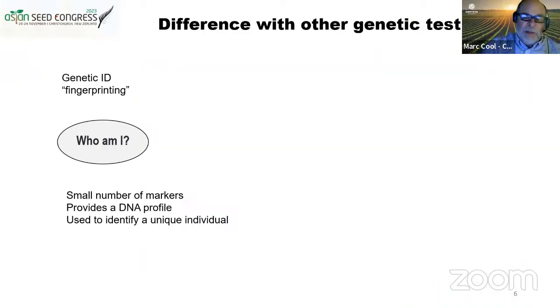So a couple of comments about some testing systems, because sometimes these can be a little bit confusing. It's important to point this out. So one is a system that we often use in breeding, which is really about fingerprinting.